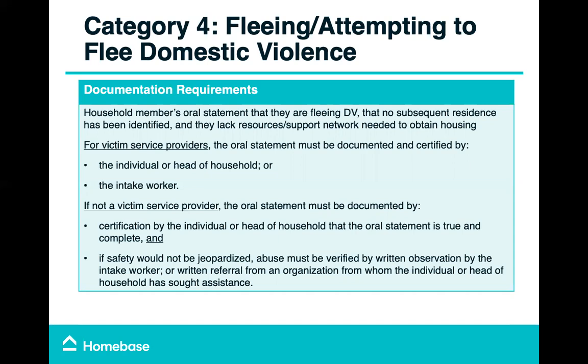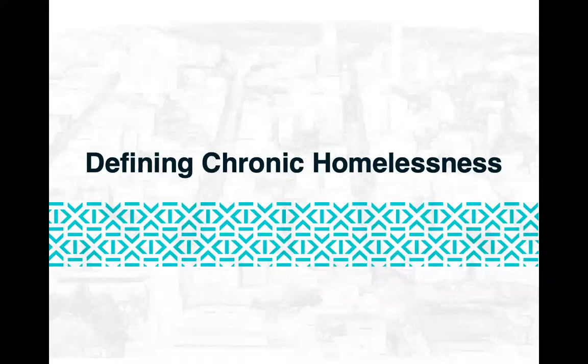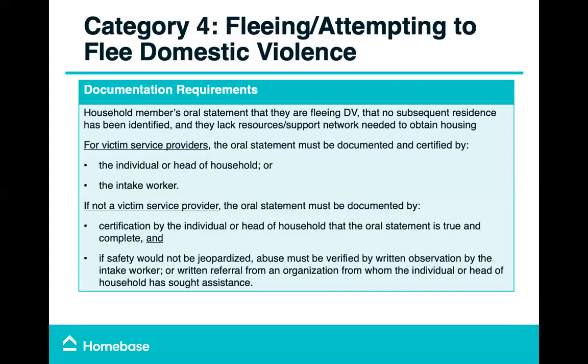by the individual or head of household that the oral statement is true and complete, and if safety would not be jeopardized, this abuse must be verified either by a written observation by the intake worker or a written referral from an organization from whom the individual or household or head of household has sought assistance. An example of one of those organizations might be a housing or service provider, a social worker, a healthcare provider, law enforcement agency, legal assistance provider, pastoral counselor, or any other organization from whom they've sought assistance for domestic violence.